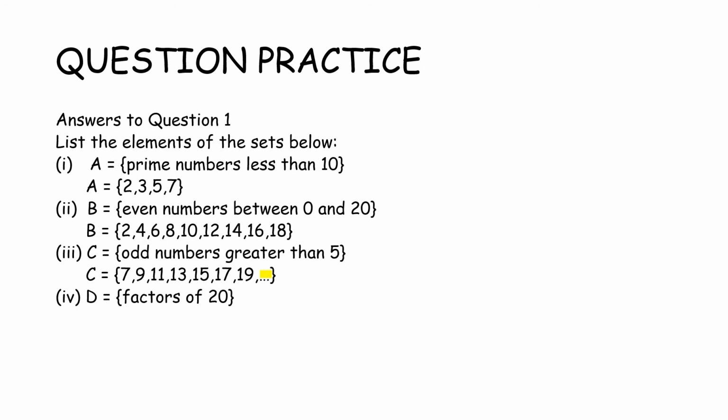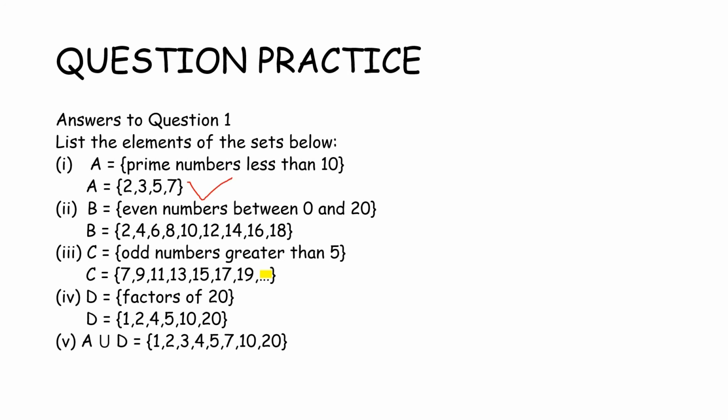Next, we have set D, which is equal to the factors of 20. The factors of 20 which make up set D are 1, 2, 4, 5, 10, and 20. Then we are asked to list the elements of the set A union D, which is equal to 1, 2, 3, 4, 5, 7, 10, and 20. And that's the combination of the set A and the set D.